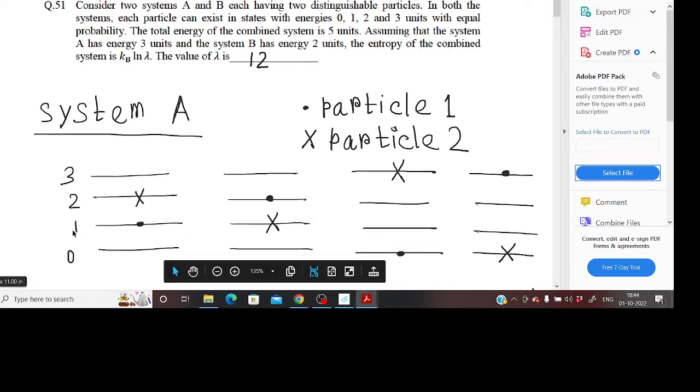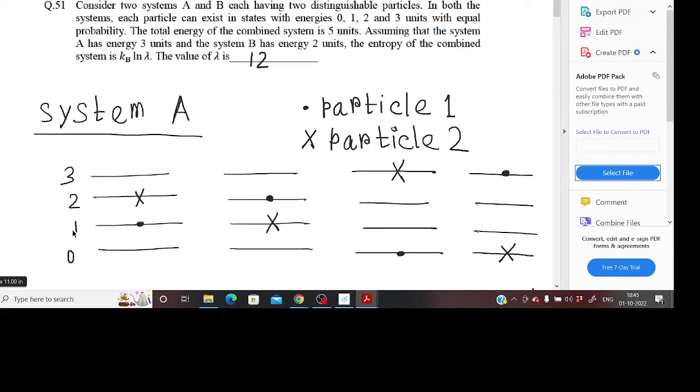In one way, we can place the first particle with energy 1 unit and the second particle with energy 2 units. And we can also do the opposite thing. I mean, you can place the first particle with energy 2 units and the second particle with energy 1 unit. Okay, so we have found two possible configurations, and there may be some other configurations also. Let's see. We can also place the first particle with energy 0 unit and the second particle with energy 3 units.